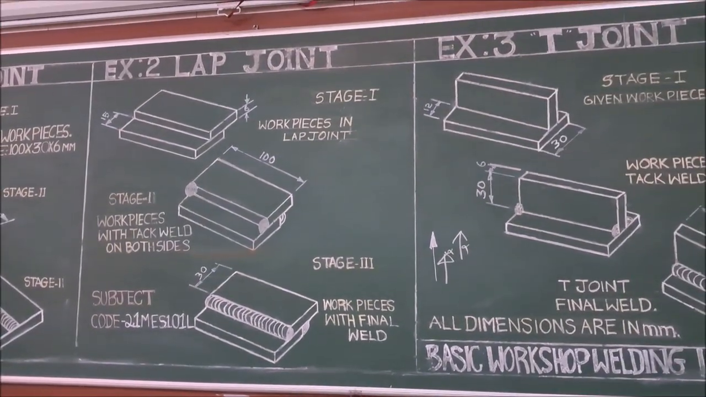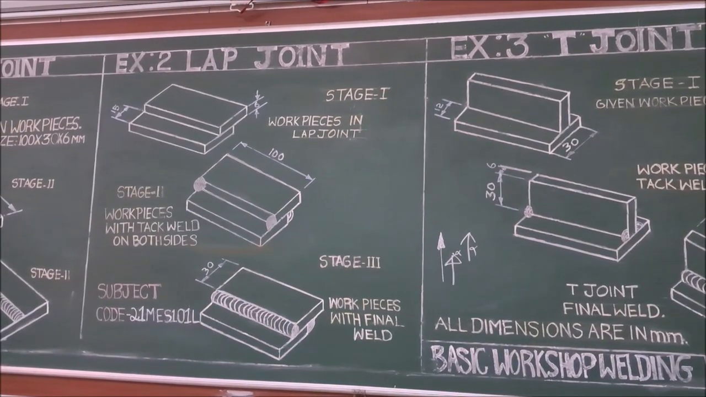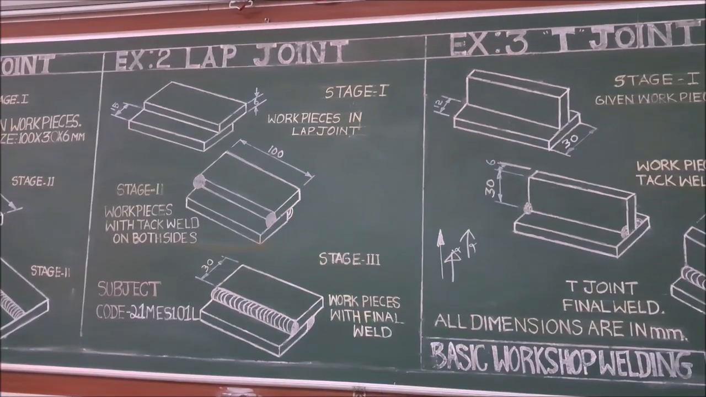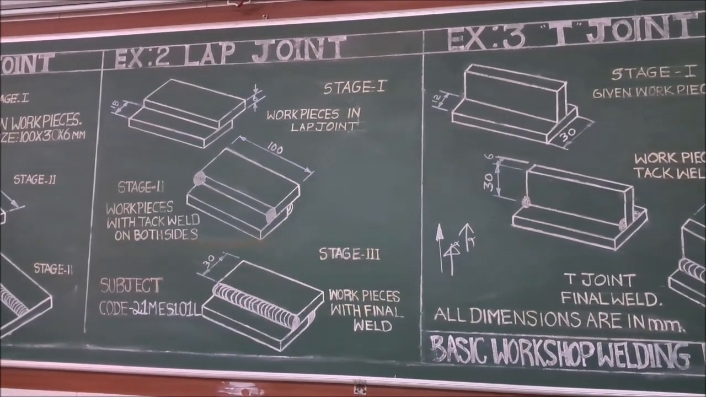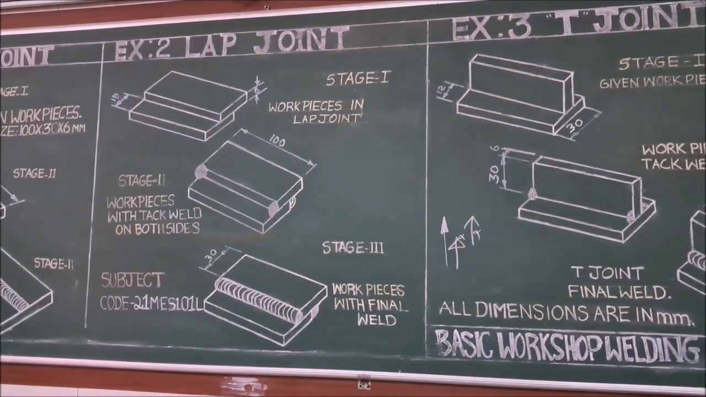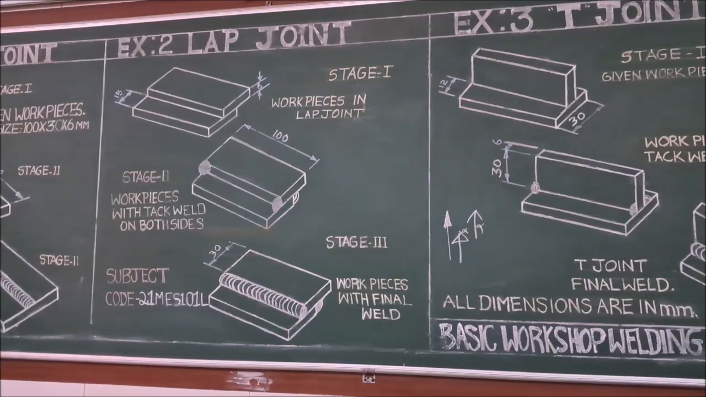Now you know about welding classification. There are many welding processes. One is, for example, fusion welding, solid state bonding, brazing and soldering. These are three types of welding used in industries or factories.